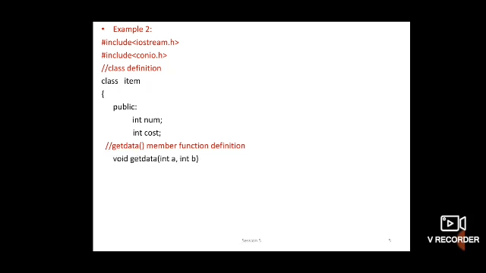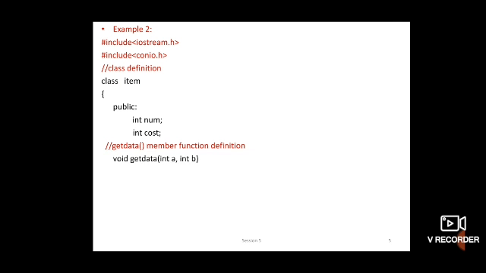So void getData int a, int b. Now see here, in this member function arguments are declared. What is the syntax? Function name, in brackets, the arguments. Now see, they are called arguments, but they are temporary for that function.